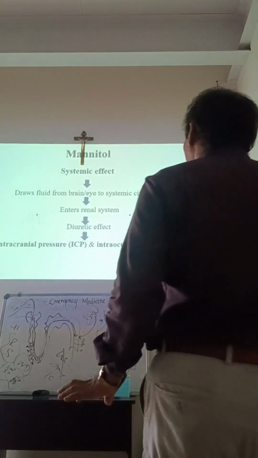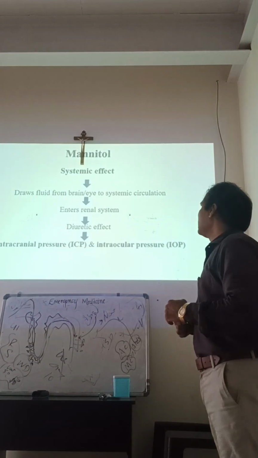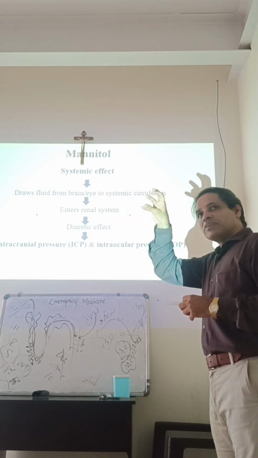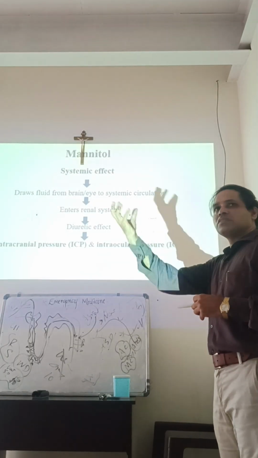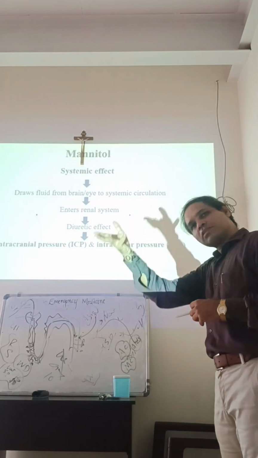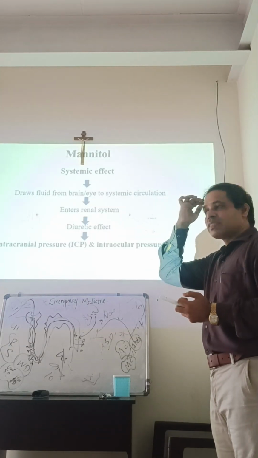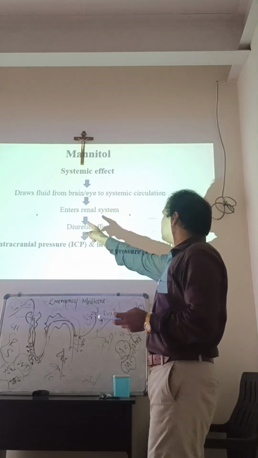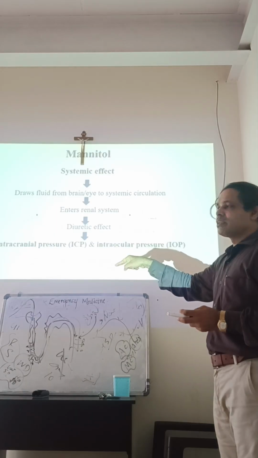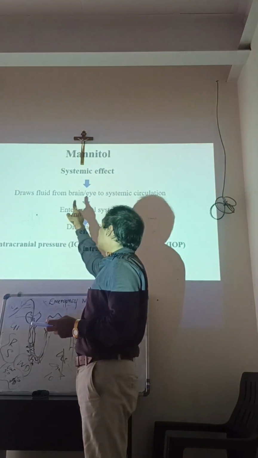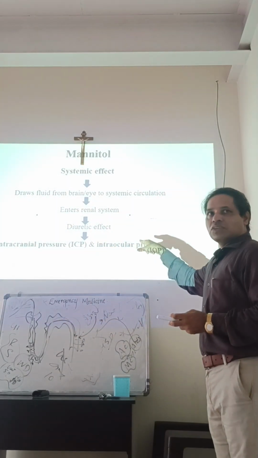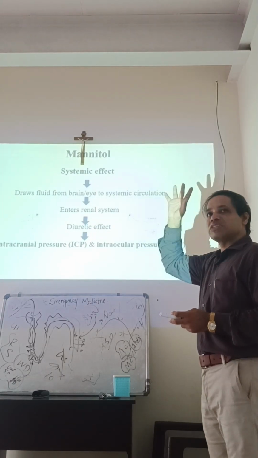What is the systemic effect? As I already told, it draws the fluid from brain and eye to the systemic circulation. So anywhere inside the body where tissue edema is there, you can reduce the edema by using this mannitol. It draws the fluid from the tissue to circulation. Once it is in circulation, it passes through the renal system, and from the renal system the water goes out. The edema may be cerebral edema or glaucoma. In all those things we use it: it enters the system, diuretic effect, decreases intracranial pressure and decreases intraocular pressure. Inside the brain, the pressure gets decreased because you draw the fluid from the brain tissue. And a condition called glaucoma, you go and learn what is glaucoma: intraocular pressure increases due to increase in aqueous humor.